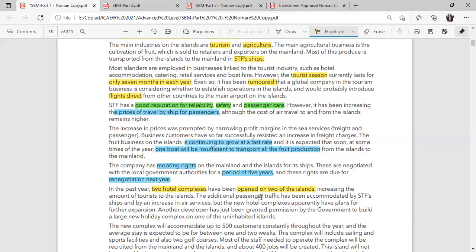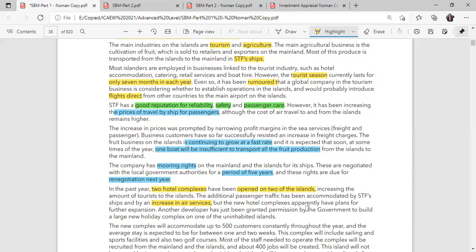But as it has been mentioned, the fare of air travel is a little bit high as compared to sea travel. So most of the people are going through different ships, obviously the ships of STF. Increasing the number of tourists to the island means there is growth. There are a lot of opportunities for the hotel industry and many other industries too. The additional passenger traffic has been accommodated by STF ships and an increase in air services. Yes, obviously if there is no space in the STF ship, then you are bound to either wait or go through some air service.